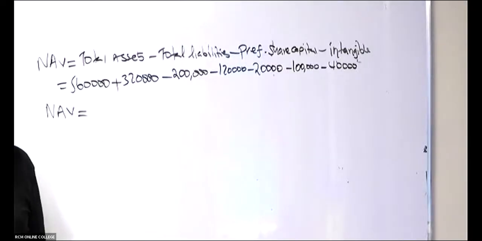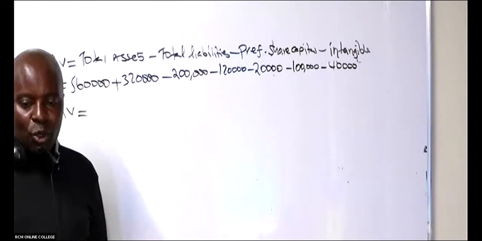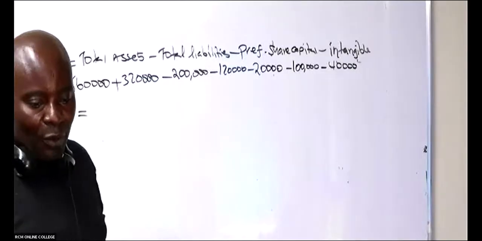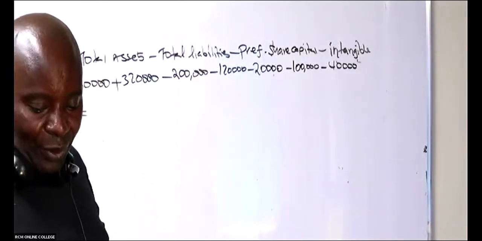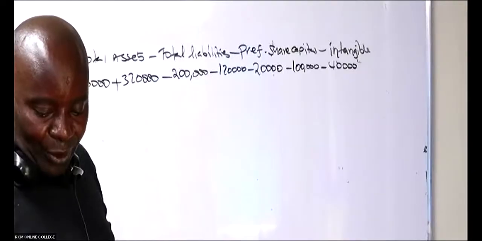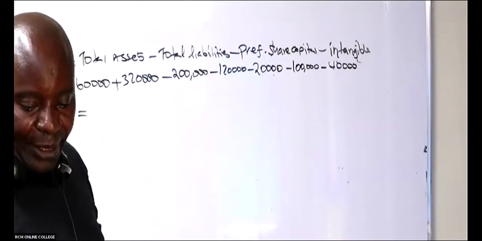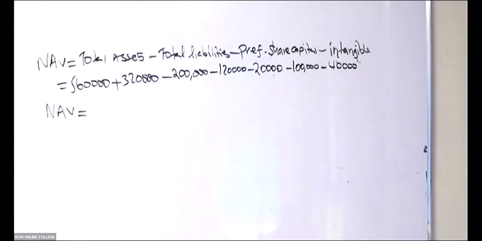The other students are not talking to me. Please talk to me. Are you able to get that 400,000 Olivia is getting? I'm waiting to hear from the other students, please. 400,000. Thank you so much.